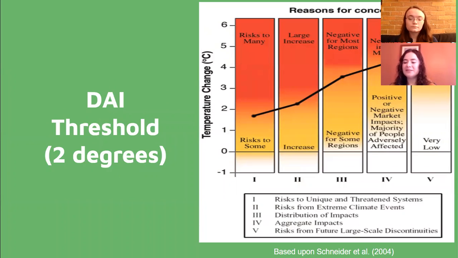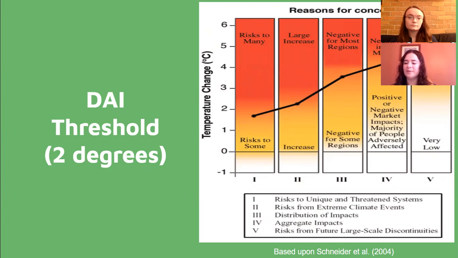Many countries have agreed that the global temperature increase should not exceed 2 degrees Celsius. This number is referred to as the DAI, or Dangerous Anthropogenic Interference Threshold. This means that human action continues to increase temperature, but 2 degrees Celsius is the point at which there is significant damage to the environment.